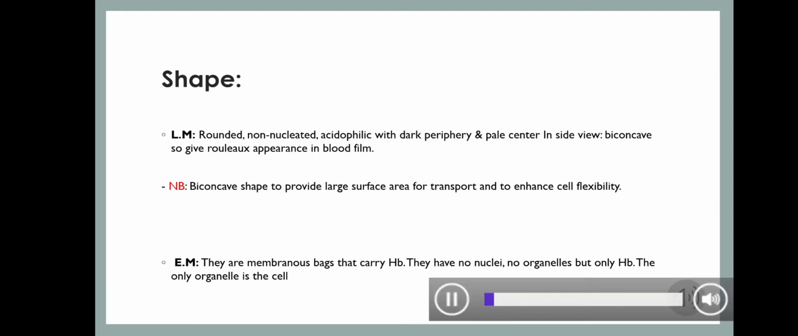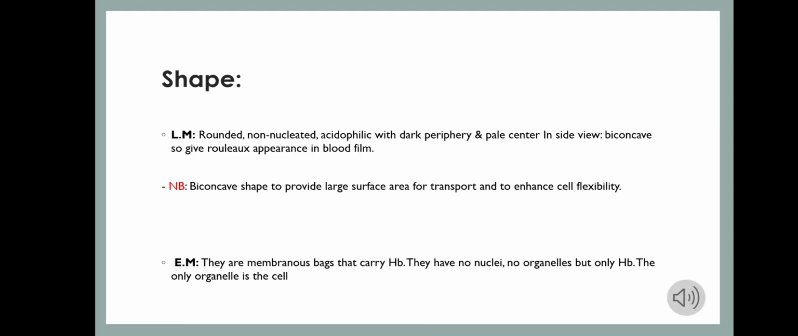Shape of RBCs under light microscope and under electron microscope. Under light microscope, it's rounded, non-nucleated, acidophilic with dark periphery and pale center. Inside view, it's biconcave, so it gives a leaky appearance in the blood film, and provides a large surface area for transport and enhances cell flexibility. Under electron microscope, there are membranous bags that carry hemoglobin. They have no nuclei, no organelles, but only hemoglobin. The only organelle is the cell membrane.